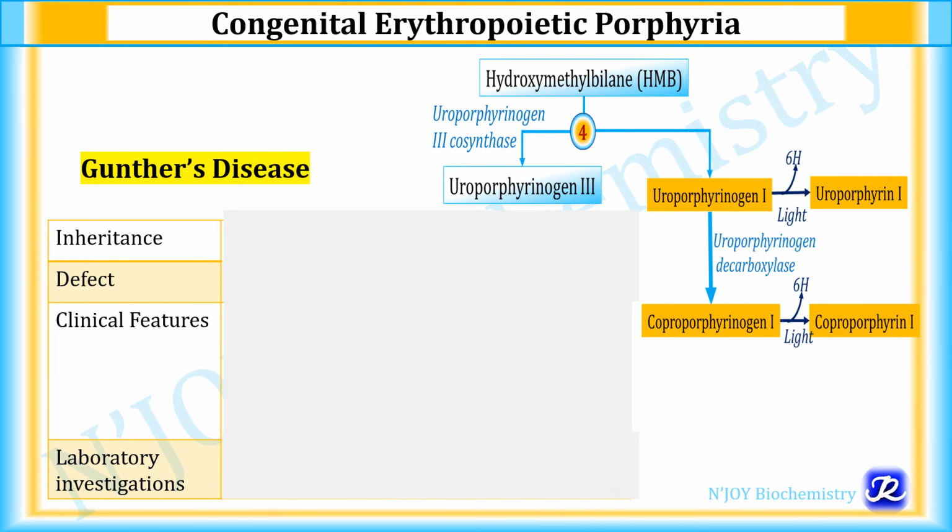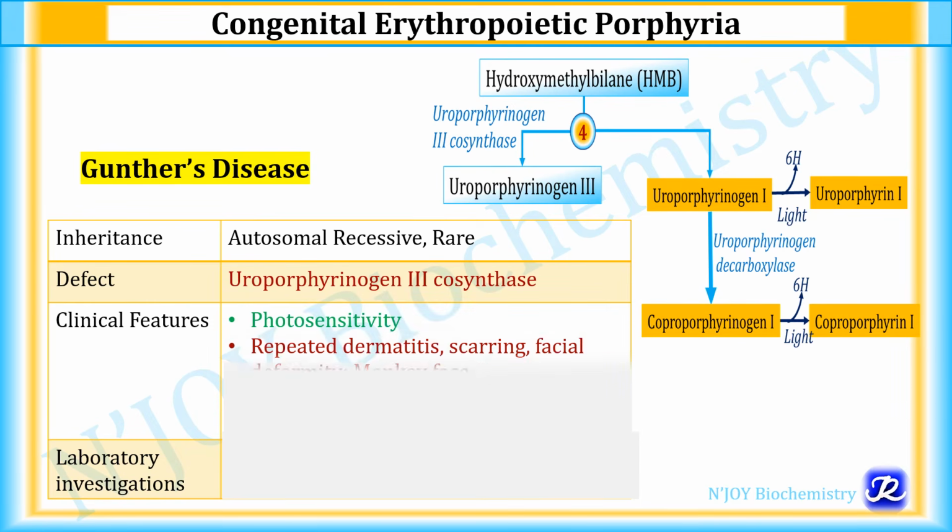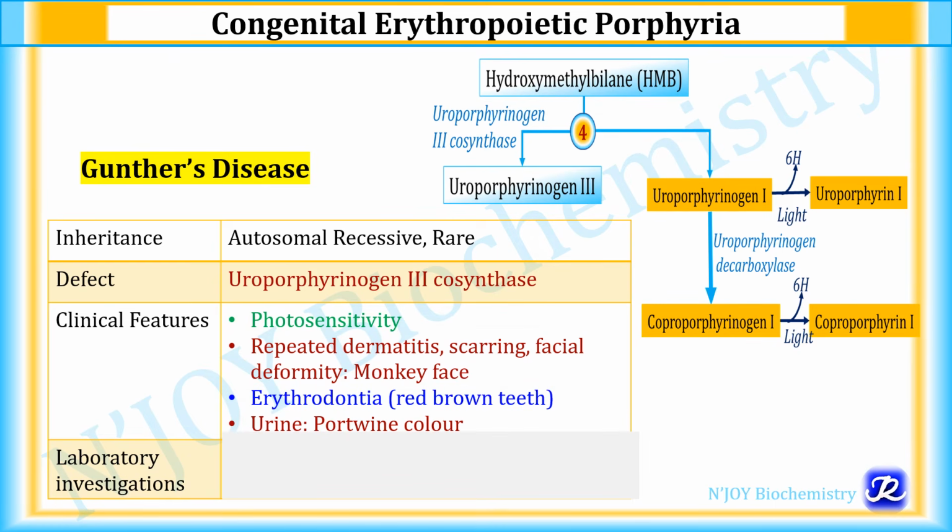So this is also called Gunther's disease. It is a rare condition which is autosomal recessive. The defect lies in uroporphyrinogen III cosynthase. Clinical features show photosensitivity. There is repeated dermatitis, scarring, and facial deformity can occur. So a monkey face can be seen in this condition.